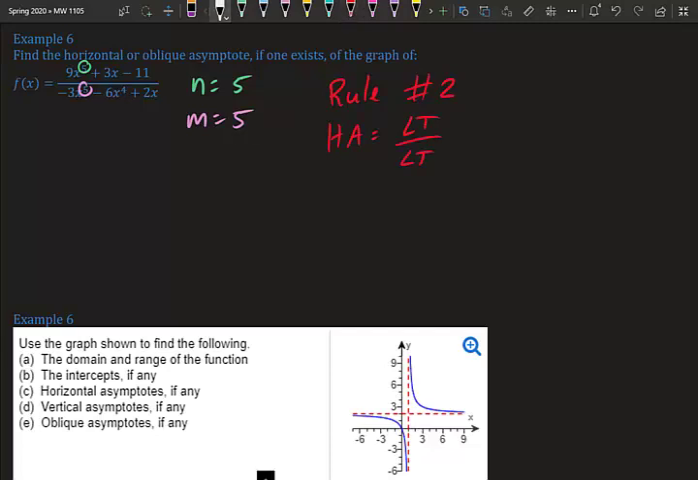So we have y equals 9x to the 5th over negative 3x to the 5th. Those cancel out. So we have y equals negative 3. That is our horizontal asymptote.